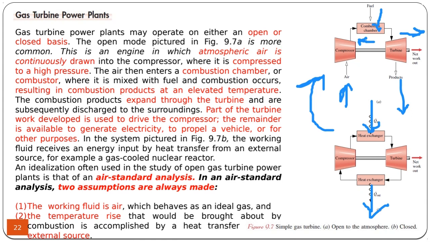Similar to the reciprocating engines, we can still assume two approaches. One of them is air standard approach, for which we need to use the air table. The other is cold air standard, in which we assume that the specific heats are constant, and we do not have to use the air tables.